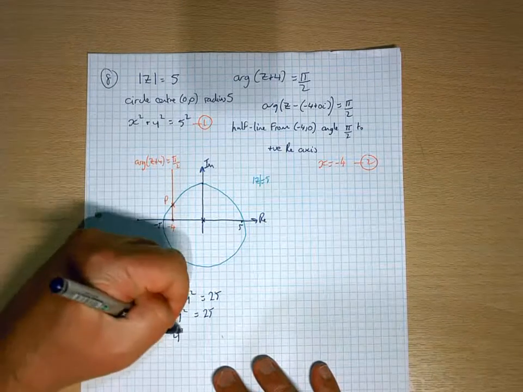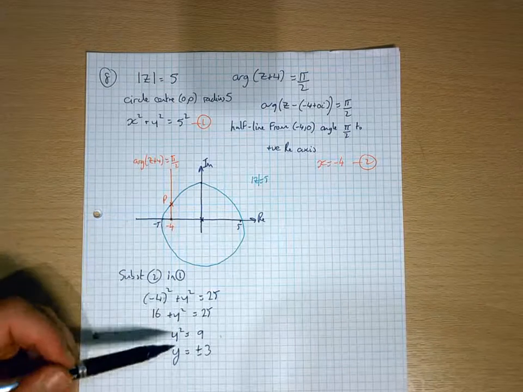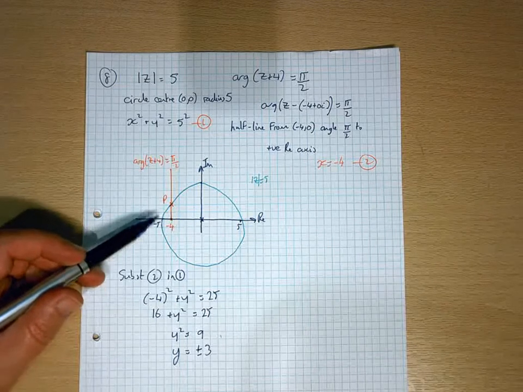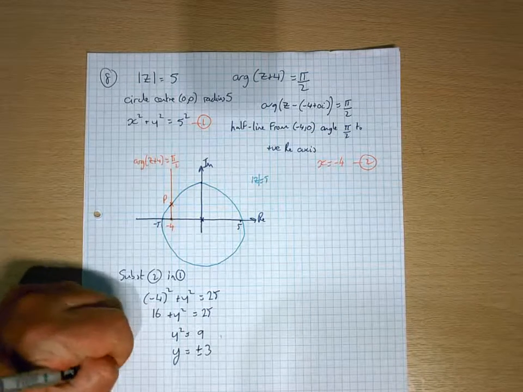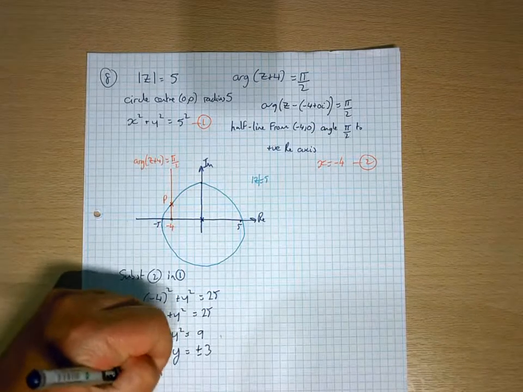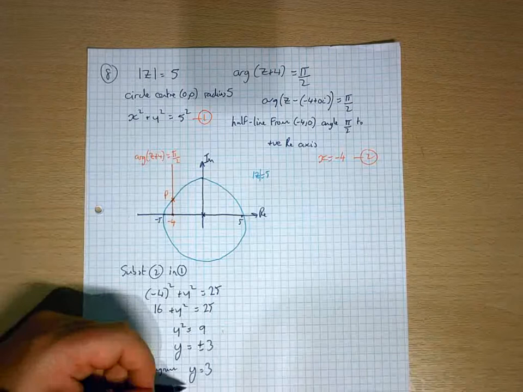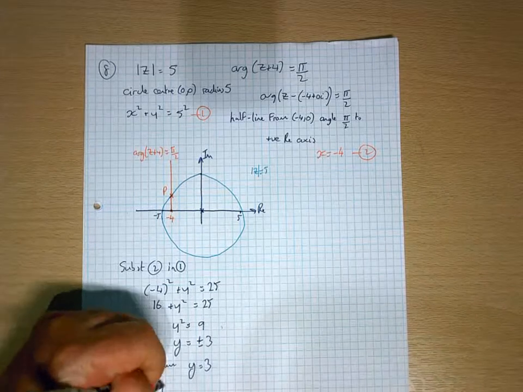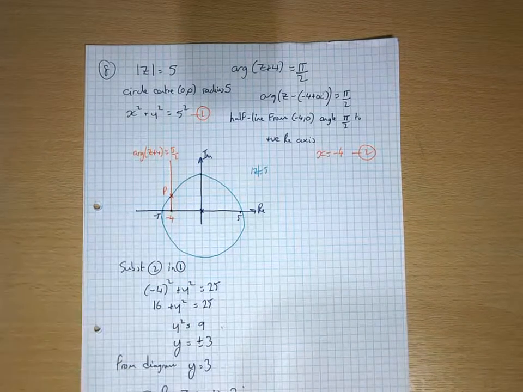16 plus y squared is 25. Y squared, you take that over and you're going to get 9. So y is going to be plus or minus 3. You can't just ignore the minus, you've got to be able to justify that we can ignore it, and because from the Argand diagram it's clear that P is positive, y equals 3. So I know that y equals 3, I know that x equals minus 4, therefore at P the complex number is going to be minus 4 plus 3i.